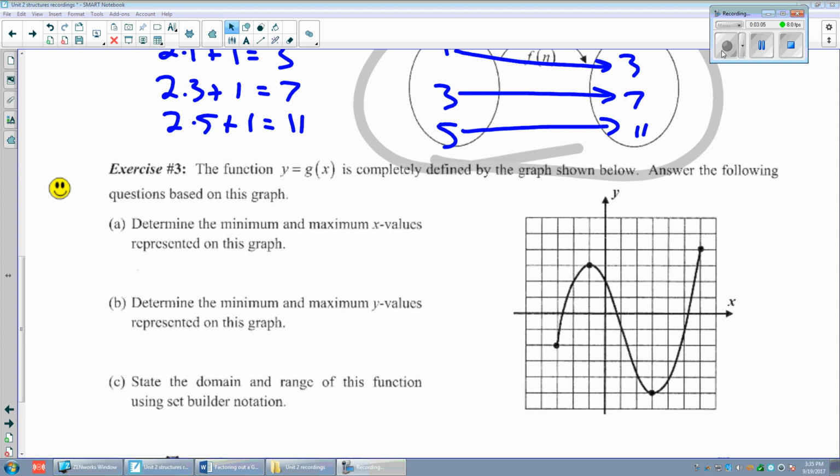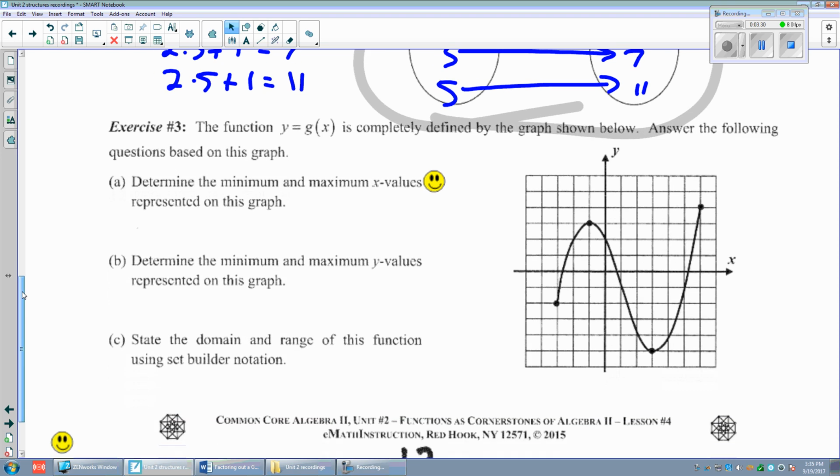The function y equals g of x is completely defined by the graph shown below. It's a function because it says g of x. Answer the following questions based on this graph. It's not a function because it says g of x. It's a function because it passes the vertical line test, because for every x there's only one y. Determine the minimum and maximum values. Determine the minimum and maximum x values represented in this graph.